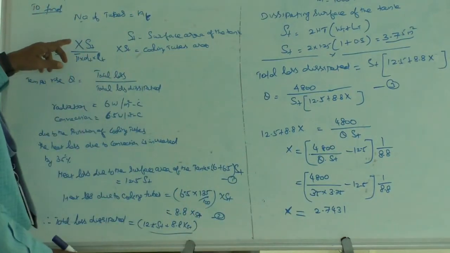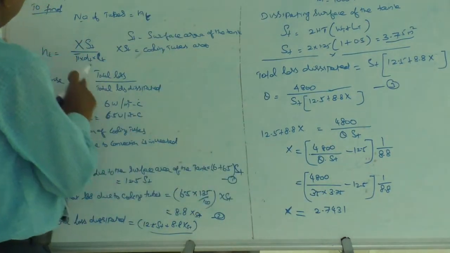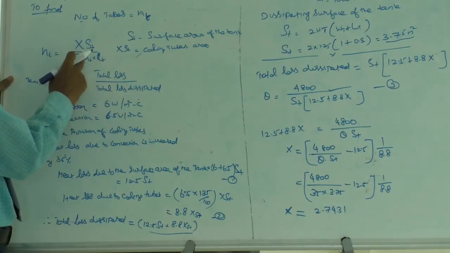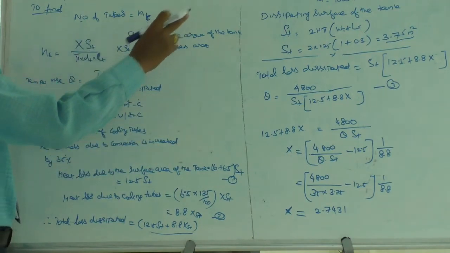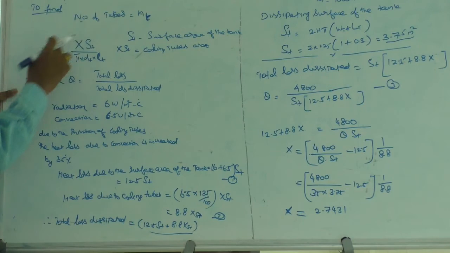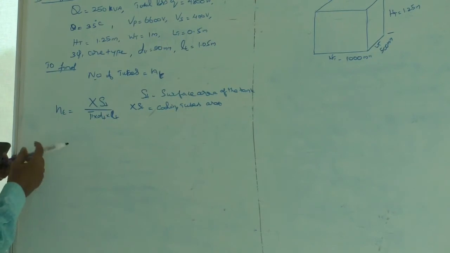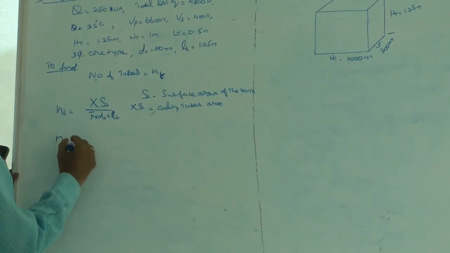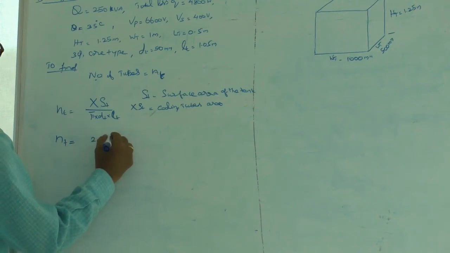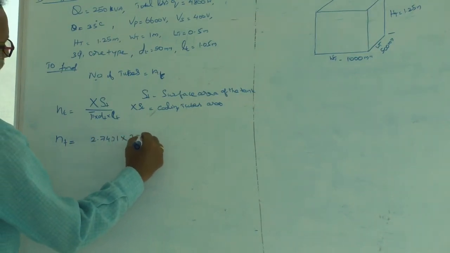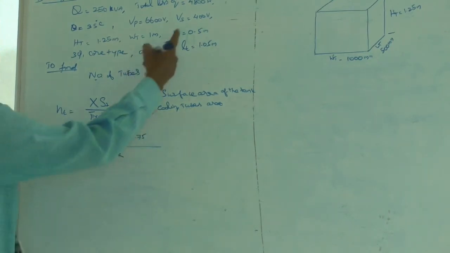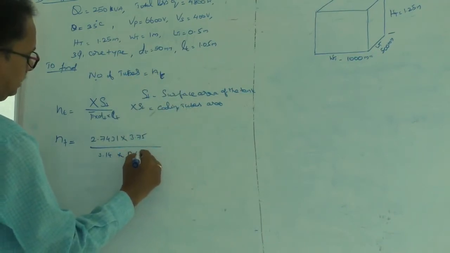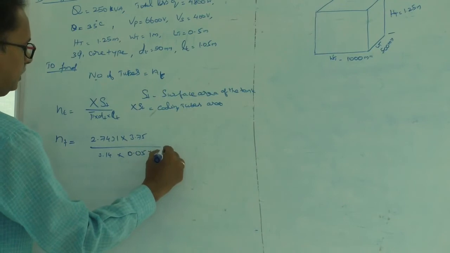Now, if you know the XST, XT is known, X is known, pi dt and LT is known, so we can calculate the number of cooling tubes. Because X is 2.7431 and ST is 3.75 meter square, and pi dt, LT, we know the values, we can substitute and get the value of LT. Now, from the known values, LT is equal to X into ST, 2.7431 into 3.75 meter square divided by pi value 3.14 into dt is 50 mm. 50 mm is nothing but 0.05 meter into LT is 1.05 meter.